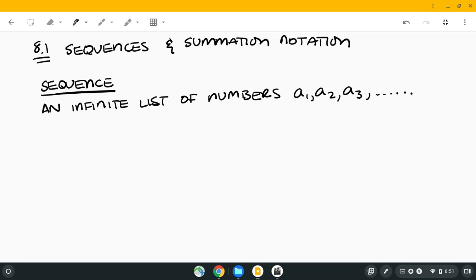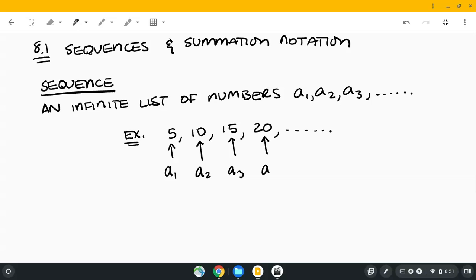Okay, so for example, you might have this sequence 5, 10, 15, 20, and it goes on and on and on. And this here, this would be our first term, A1. This would be our second term, A2. And this would be A3. And this is A4. And if we listed more, then we would have A5, A6, A7. Okay.